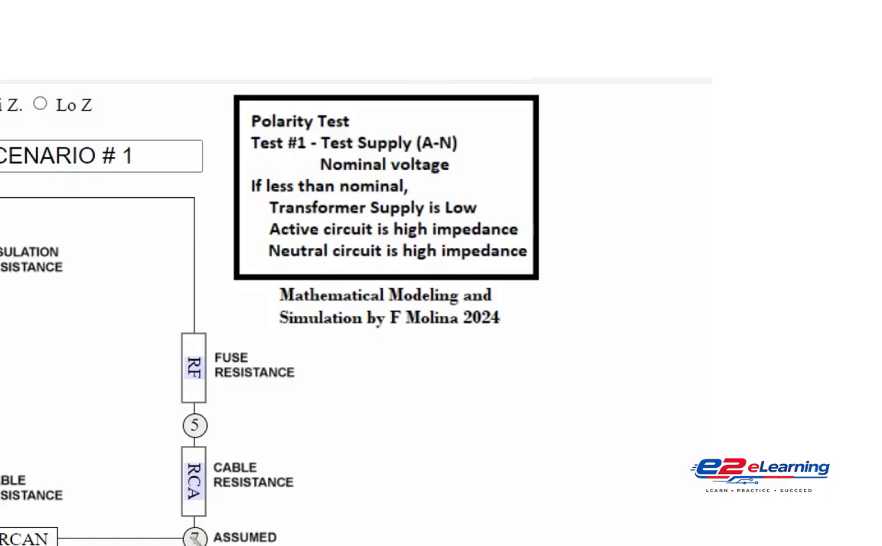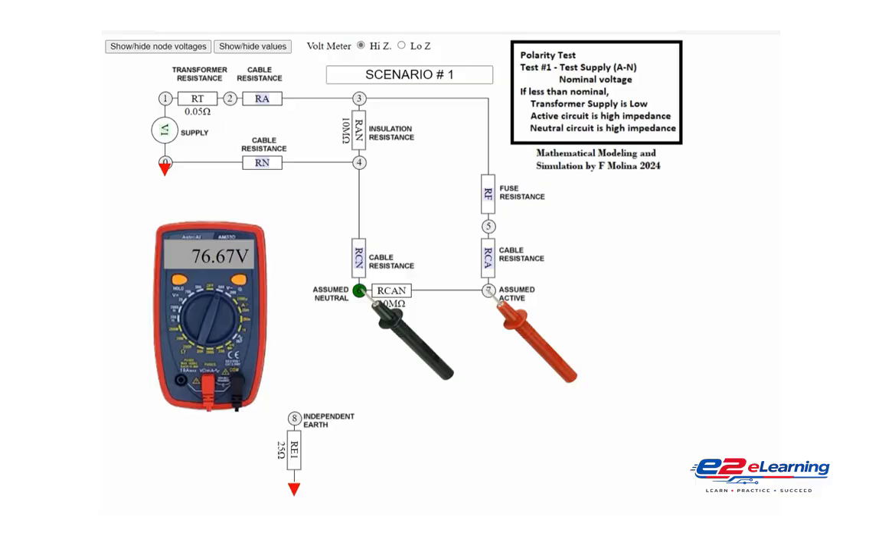The supply from the transformer is less than the nominal voltage. The active circuit has high impedance or an open circuit. The neutral circuit has high impedance or an open circuit. In our tests, we toggle the voltmeter between high impedance, high Z, and low impedance, low Z settings. This helps us detect a phantom voltage, which occurs when there's a break or high impedance in the circuit.